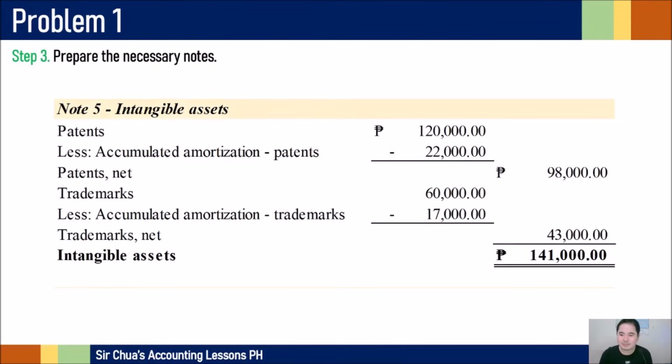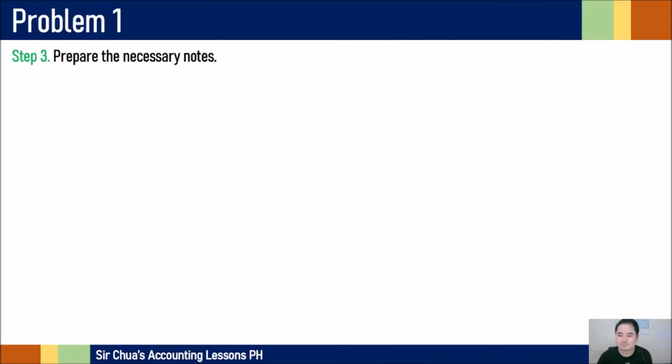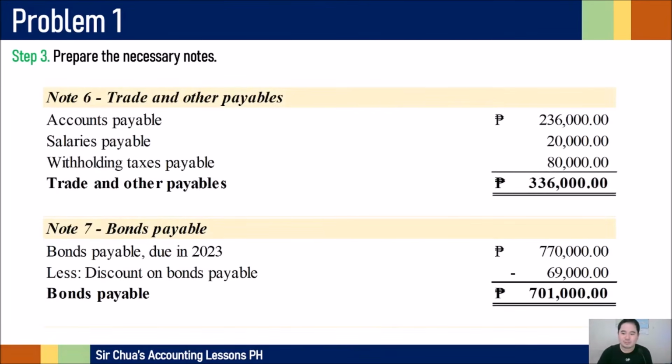Okay, ganun din po sa intangibles, kung ano man po yung intangible assets nyo, ay present nyo lang po yung kanilang net amount after deducting accumulated amortization. Okay? So, yun po yung ating intangible assets. Ang ating intangible assets po sa problem ay patents and trademarks. Trade and other payables naman po ay yung ating pong mga basically for trading and for normal operations.